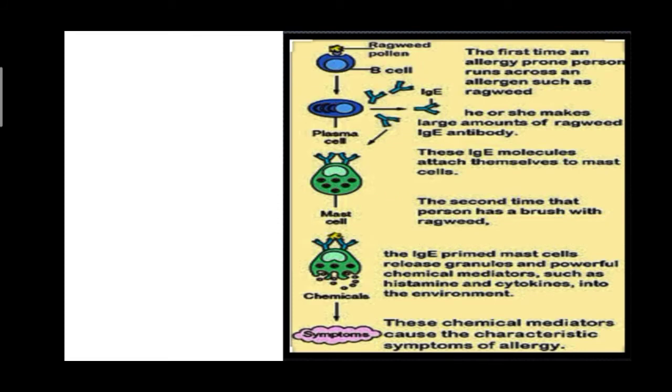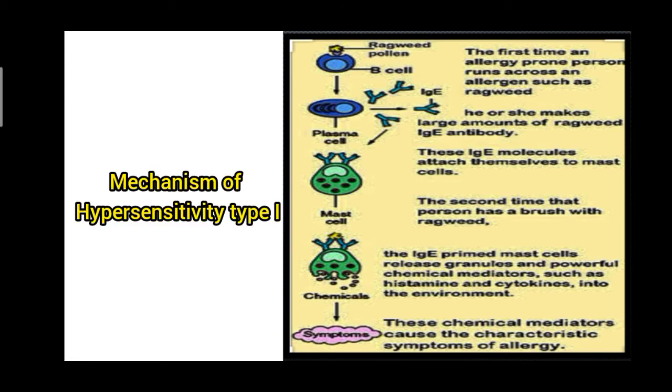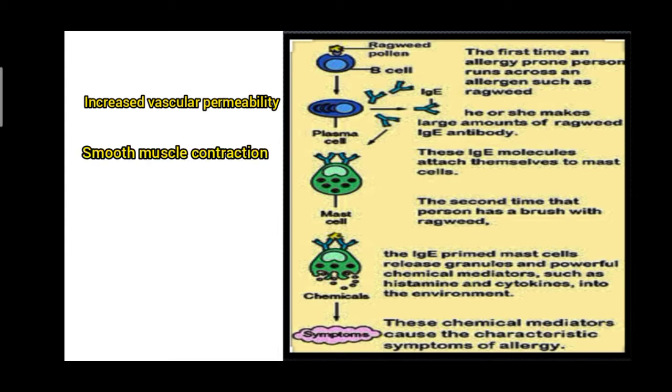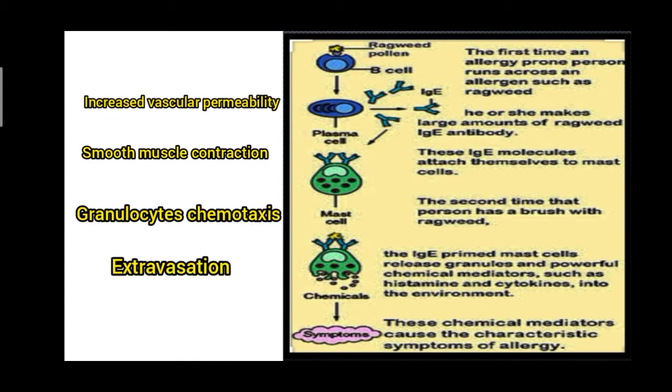You can see another picture which shows the mechanism involved in hypersensitivity type 1. So these mediators cause all the normal consequences of an acute inflammatory reaction. This acute inflammatory reaction may include increased vascular permeability, smooth muscle contractions, granulocyte chemotaxis, and extravasation.